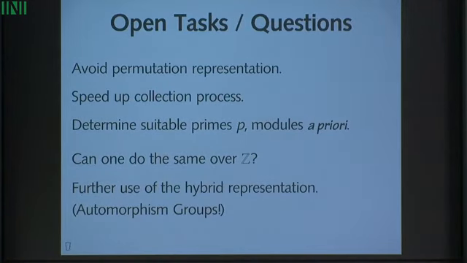What are open tasks or things which one might want to know about, which I can't currently answer? Well, I certainly want to avoid the permutation representation. I would like to speed up the collection process with the rewriting systems. This is probably by putting it in the kernel. What would be good primes? Can I find the interesting primes or the interesting modules a priori without having to construct the covers first?